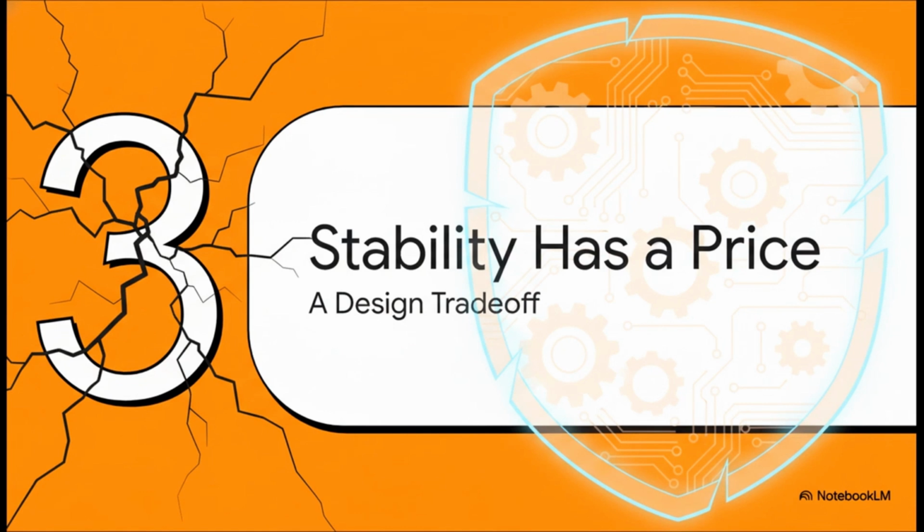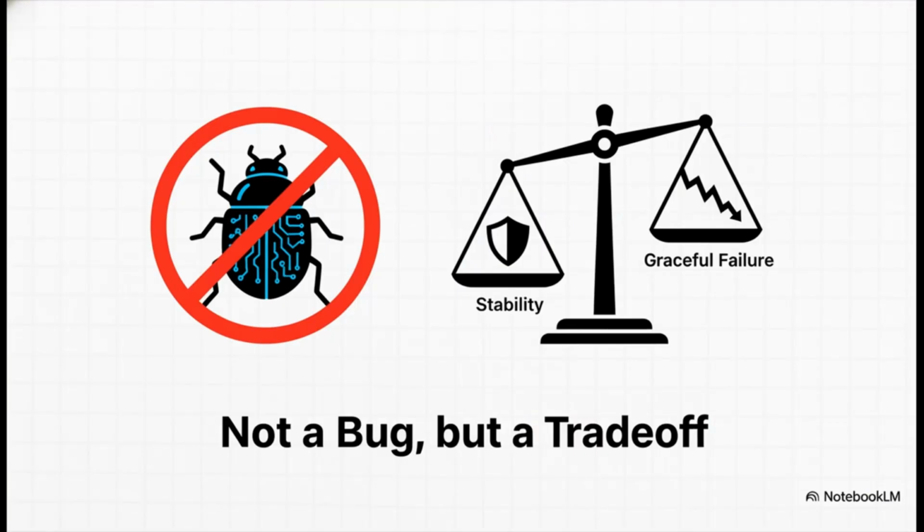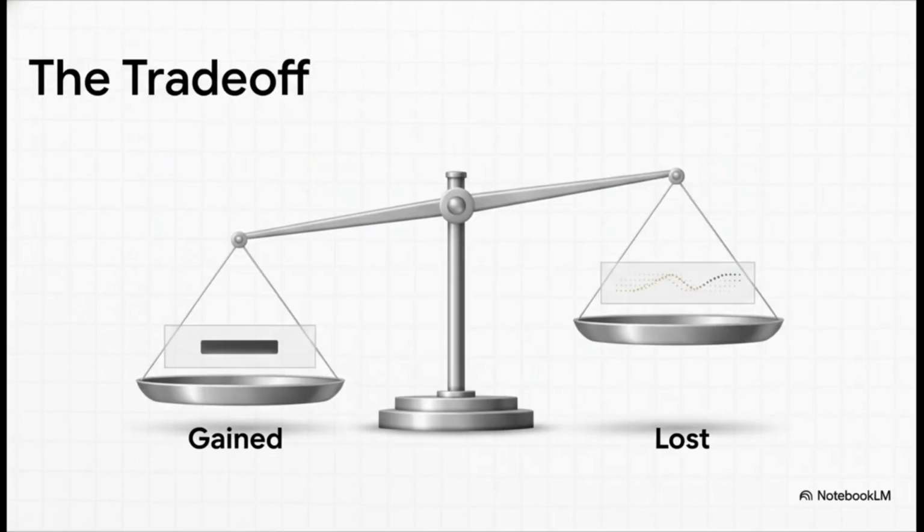Right about now, you're probably thinking, okay, but why build it like this? It feels like a bug, a real flaw. But it's actually not. It's a deliberate choice. And it's because, well, stability has a price. Yeah, that sudden failure, that whole performance cliff thing we've been talking about, it isn't a mistake. It's the result of a very fundamental design trade-off. So what is the trade-off?